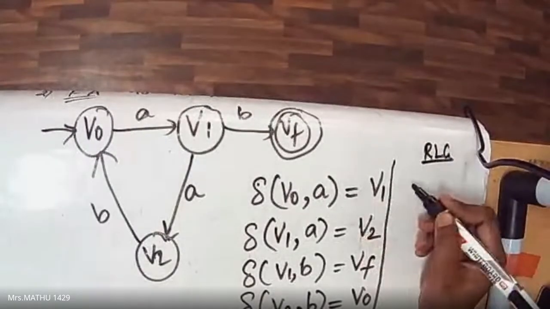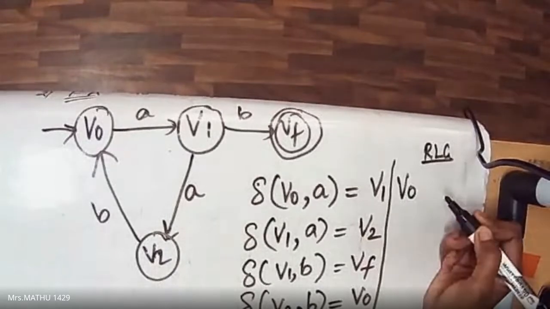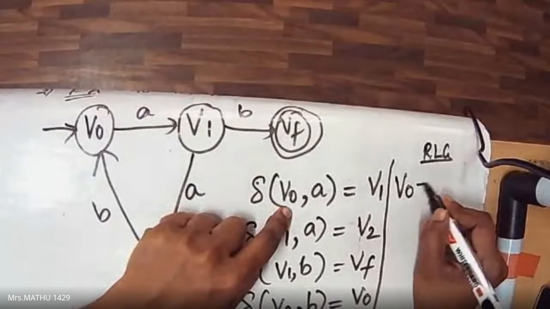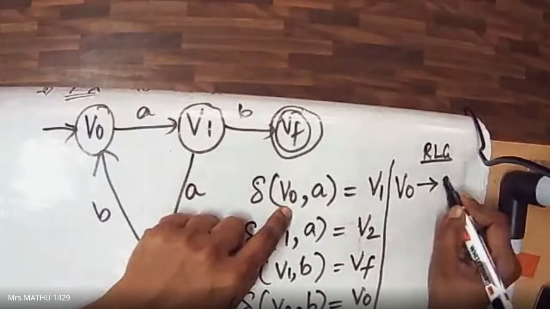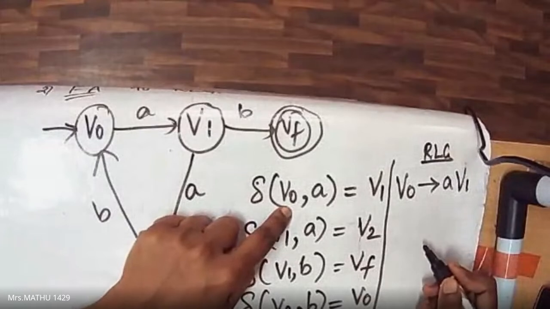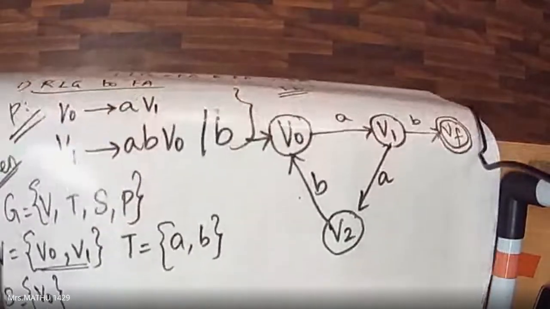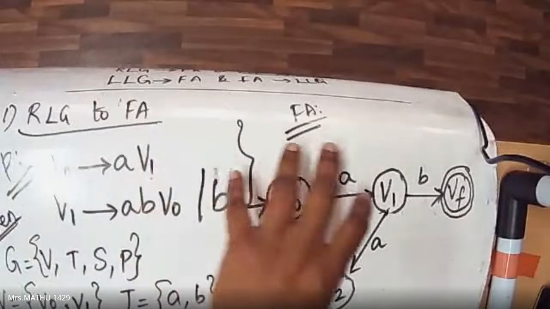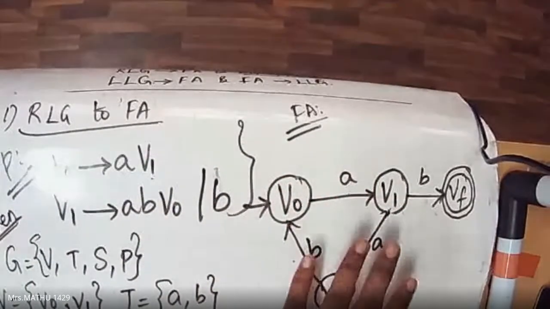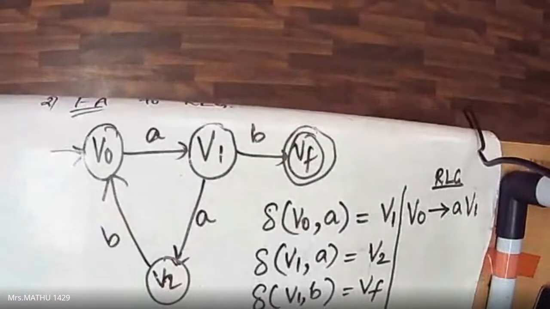Simply by looking at them, we'll write them in the form of productions. How do you write it? Take the variable V0 as the left hand side variable in the grammar production. V0 gives A V1. I hope you can look into the previous problem where we were given the production V0 gives A V1. That is what was converted into this finite automata. Now from this finite automata, again we are converting back to the right linear grammar.